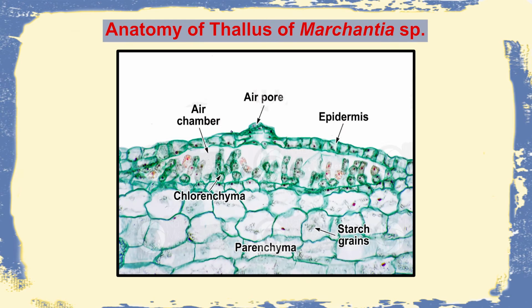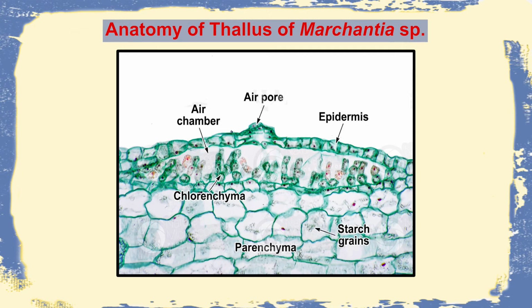And the anatomy of the thallus of Marchantia can be subdivided into 3 zones. As here we can see, there is an epidermal zone, followed by the photosynthetic zone, and at the bottom there is the storage zone.